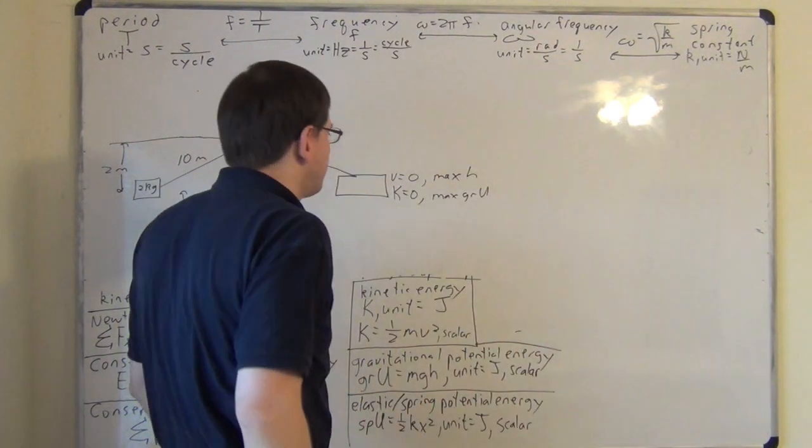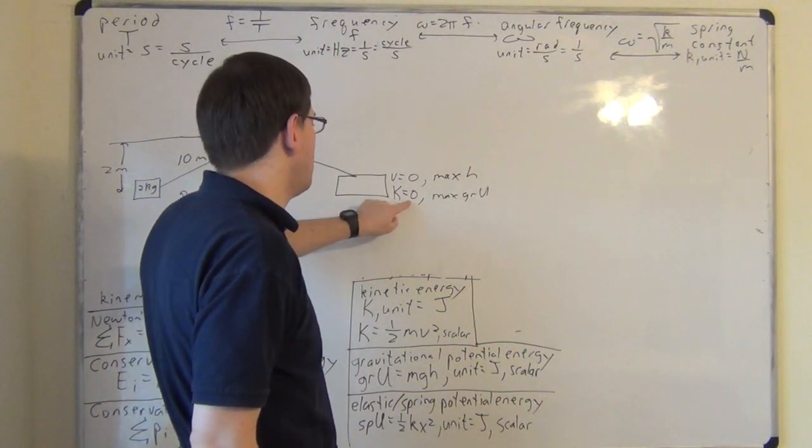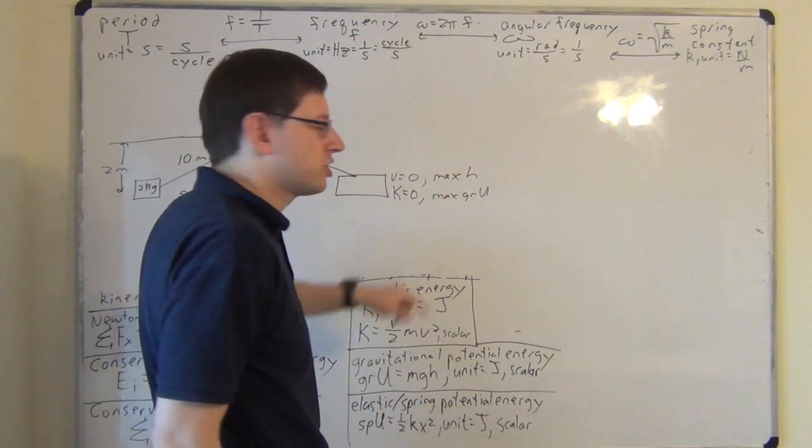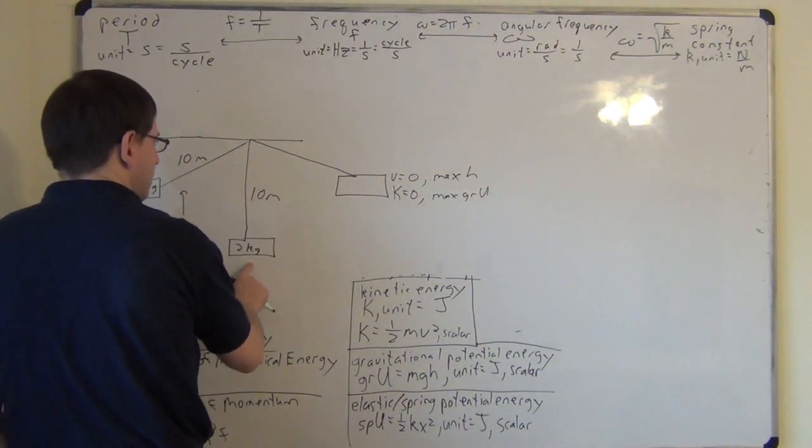There's 2 ways to see that. First of all, the height is maximized, so the gravitational energy is maximized. And also, if there's no energy in kinetic, it must all have gone into gravitational. Okay, good. So what can we say about this point?